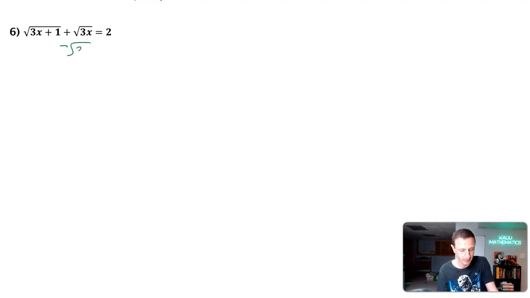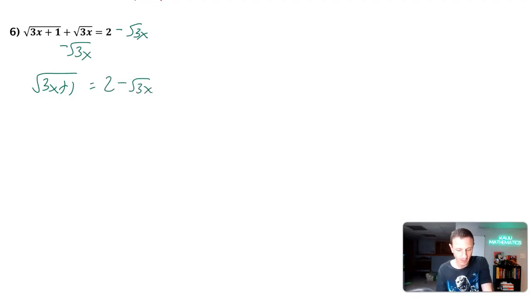So let's just see what happens. I'm going to get rid of the square root of 3x over here. So I'll have the square root of 3x plus 1 equals 2 minus the square root of 3x. And I know it's not going to get rid of the radical right here when I square both sides, but at least I'm eliminating a radical somewhere. So I'm going to square both sides.